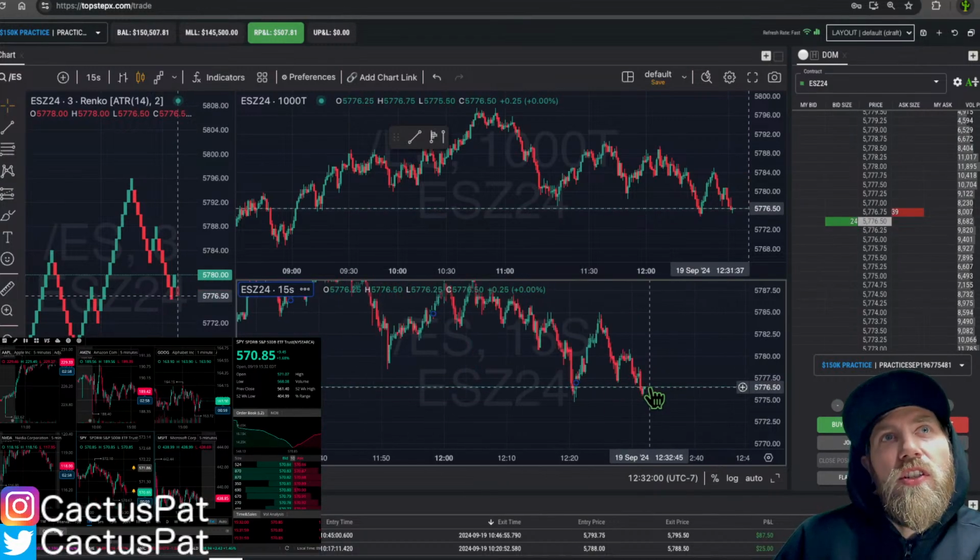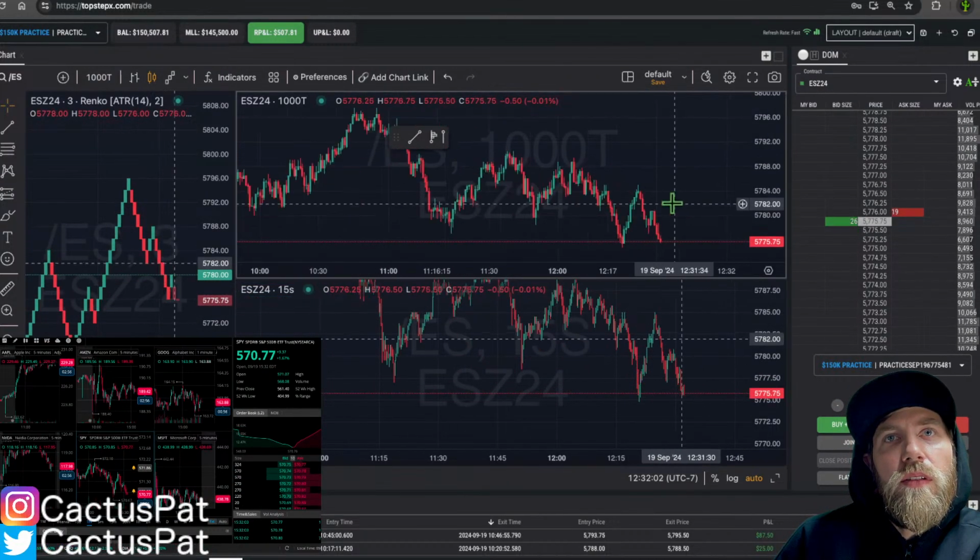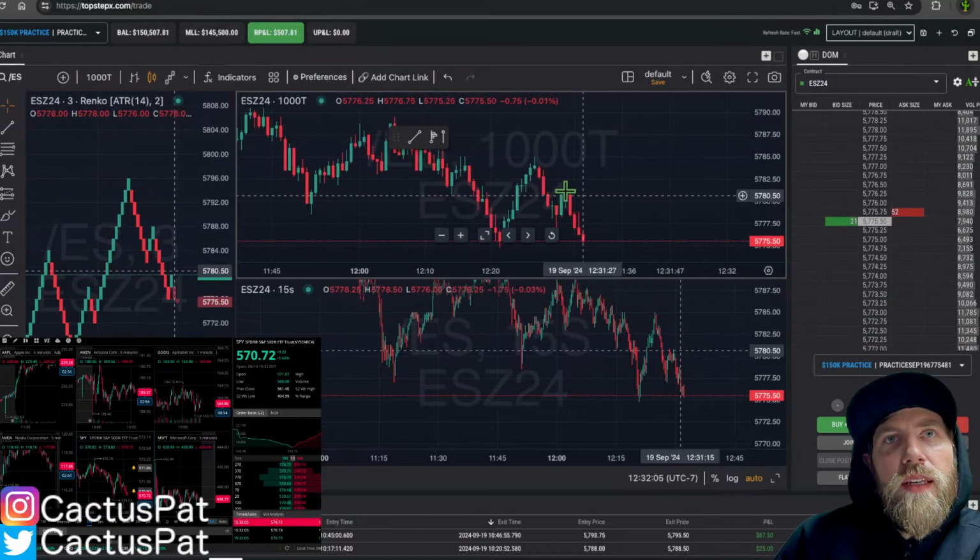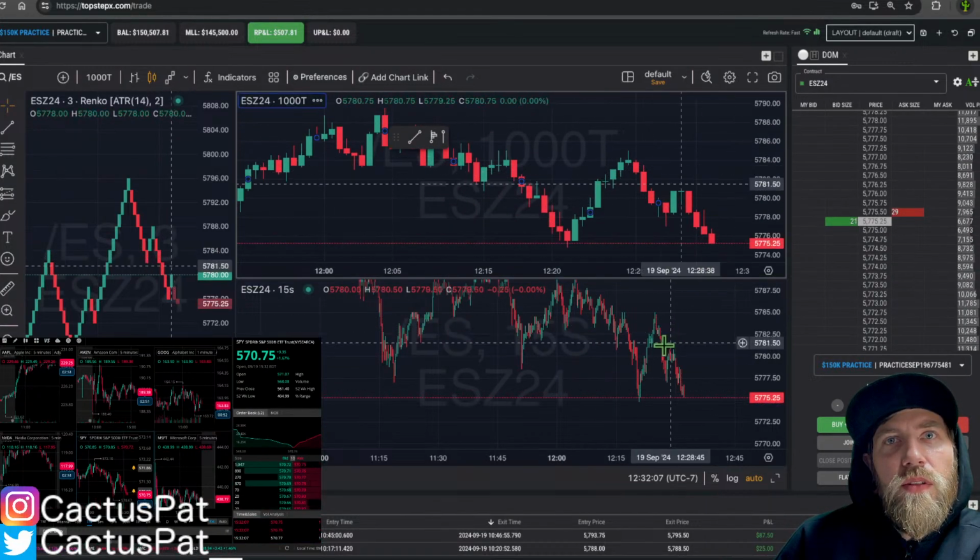And the 15-second chart and the 1,000 tick chart are looking pretty close. Let's see how close. I'll zoom in on it and see how close the reactions are.